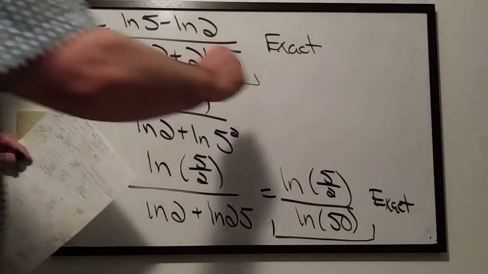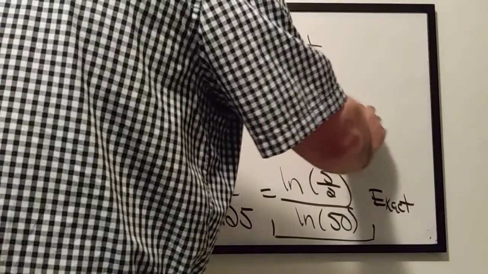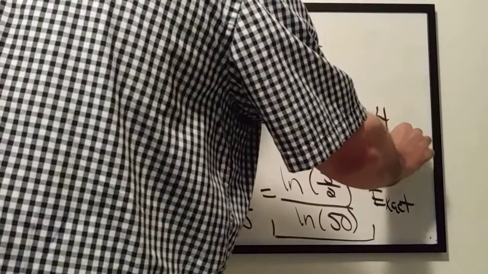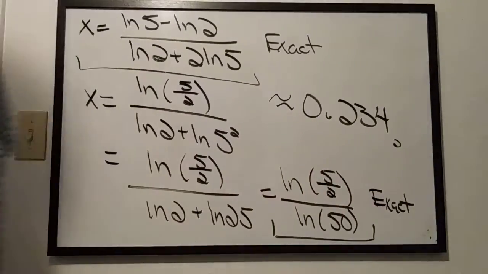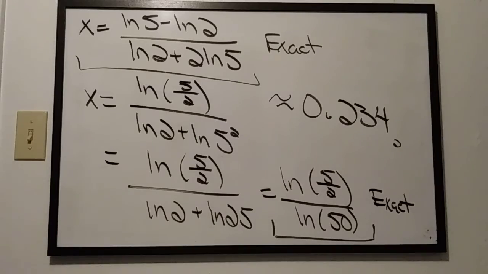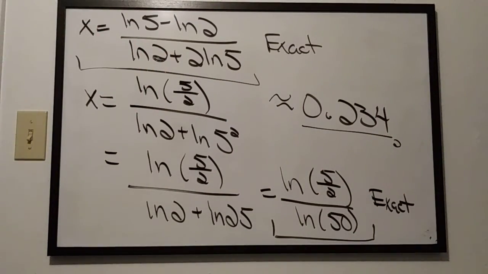So the decimal approximation on this one is about 0.234. Now, because it asked us to round to 3 decimal places, we have to look at that 4th decimal place. The 4th decimal is 2, so that says we don't need to round up. So we'll just go ahead and leave the 4. And our final answer as a decimal rounded to 3 decimal places would be 0.234.